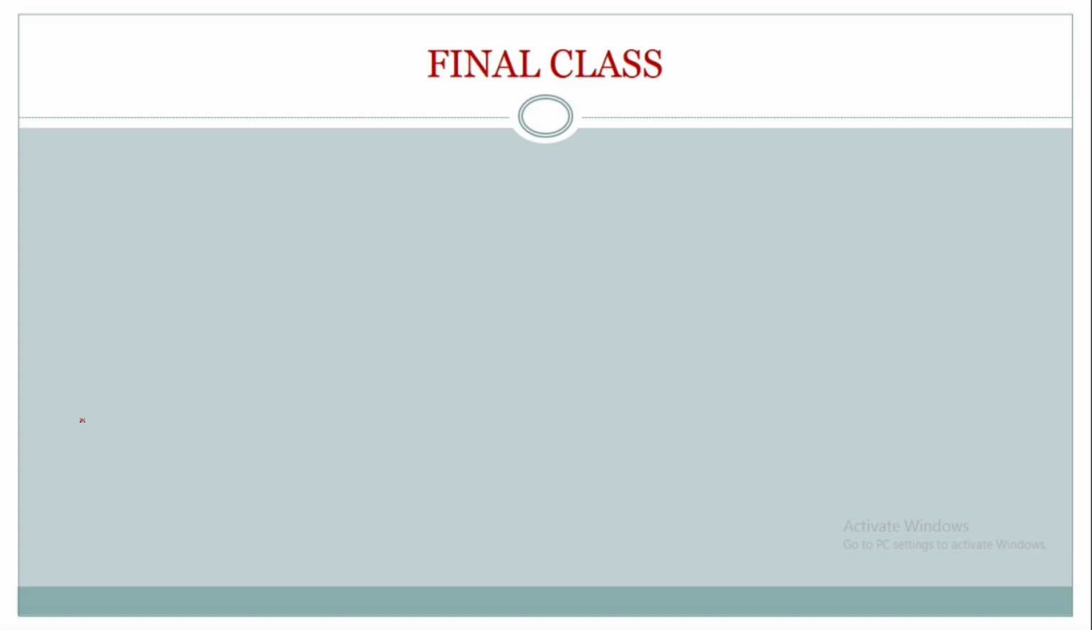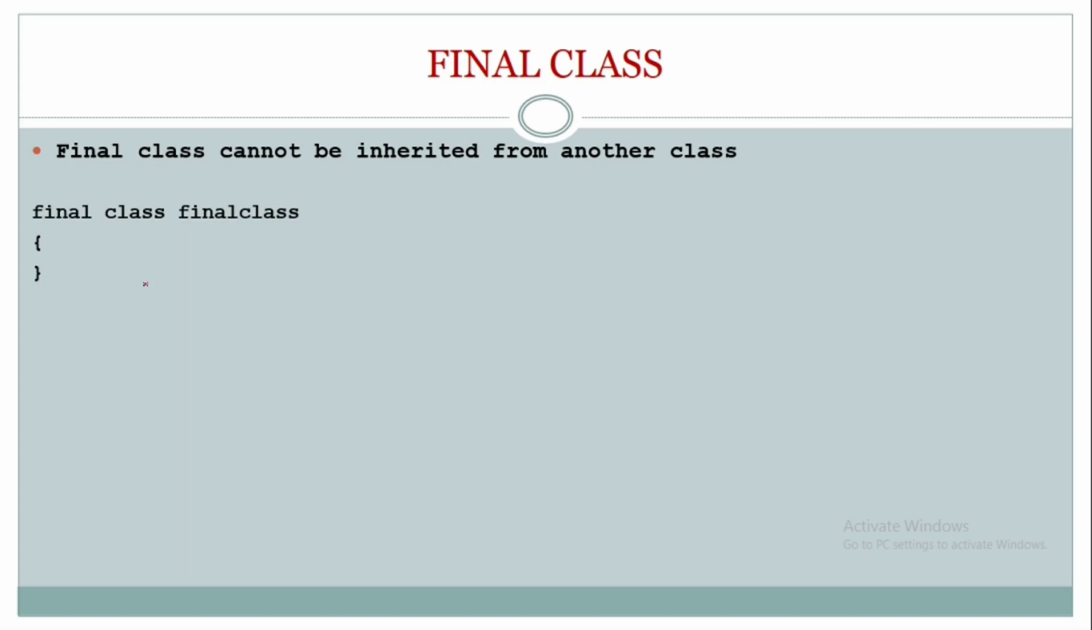Now we'll demonstrate the use of final class with a simple program. A final class cannot be inherited by another class. As you can see here, we have a class called final class, and that is prefixed with the keyword final. I've made this class final, which means this class cannot be inherited by any class.